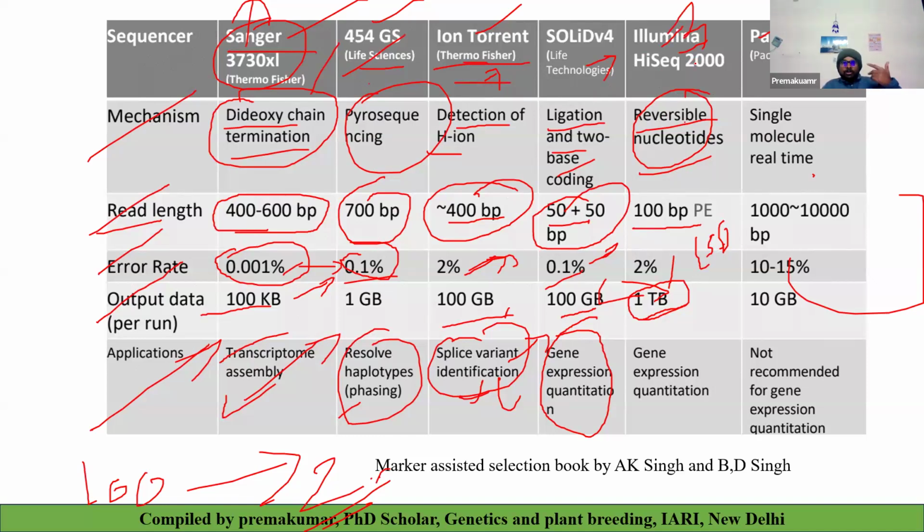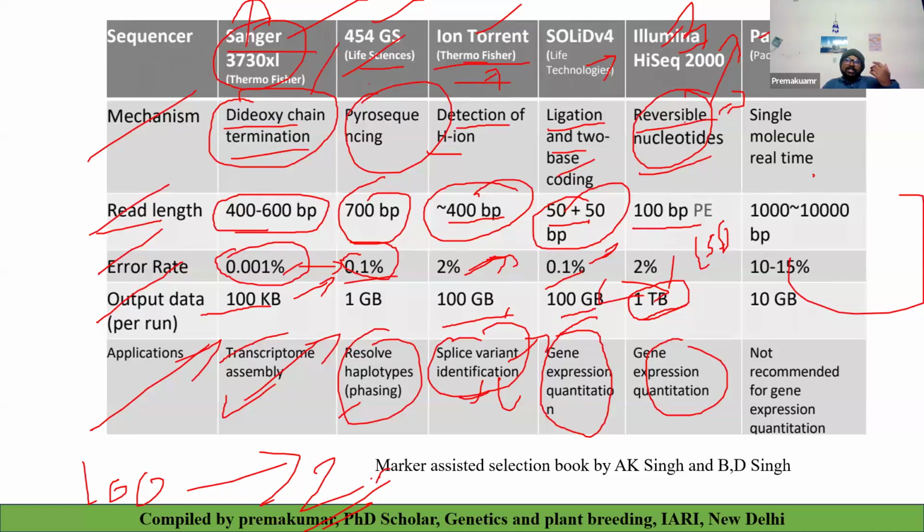Illumina has HiSeq, TrueSeq, iSeq 100, iSeq 500, and so on. There are a lot of series there. Don't worry about it. You just should know which chemistry it uses. It uses the reversible nucleotide method, also called sequencing by synthesis. It is majorly used for gene expression quantification like RNA-seq, which we are going to discuss tomorrow.